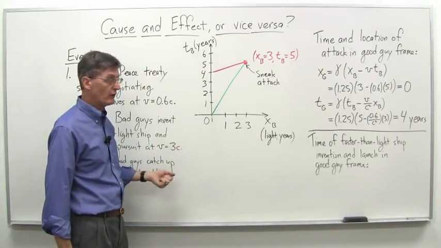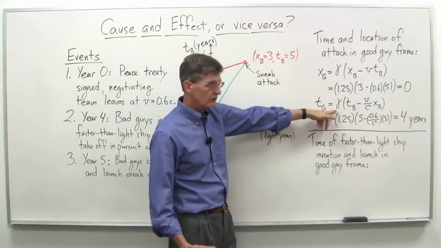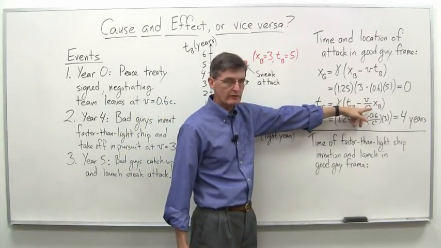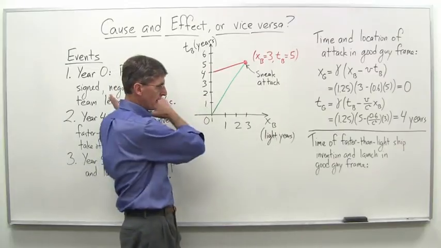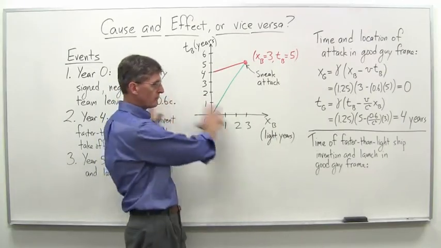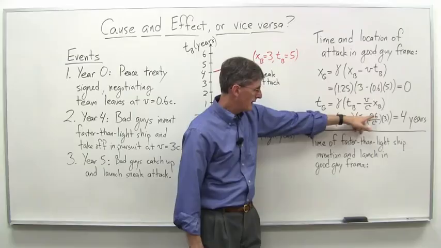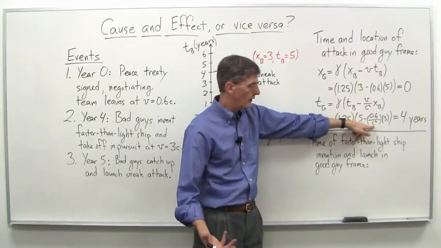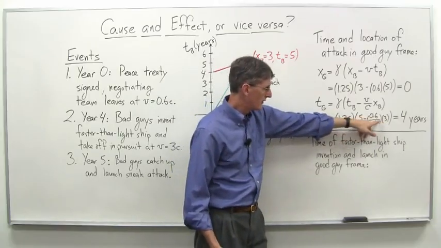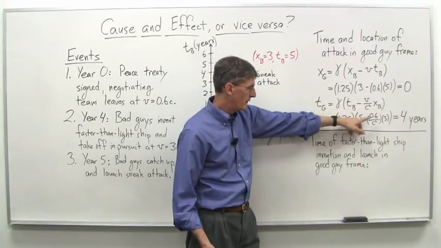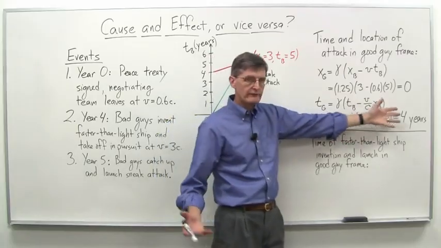Now, what about the time, though, where they see that occur? So again, we plug in the numbers. The equation is gamma times t sub b minus v over c squared times x sub b, of course, again with the minus sign, because from the good guys' perspective, the bad guy frame of reference is moving to the left, in the negative x direction. And plug in the numbers, you get 5 minus 0.6 over c squared. Again, c is 1, so that just becomes 1 times 3. So 3 times 0.6 is 1.8. 5 minus 1.8 is 3.2. Multiply that by 1.25, and you get 4 years.